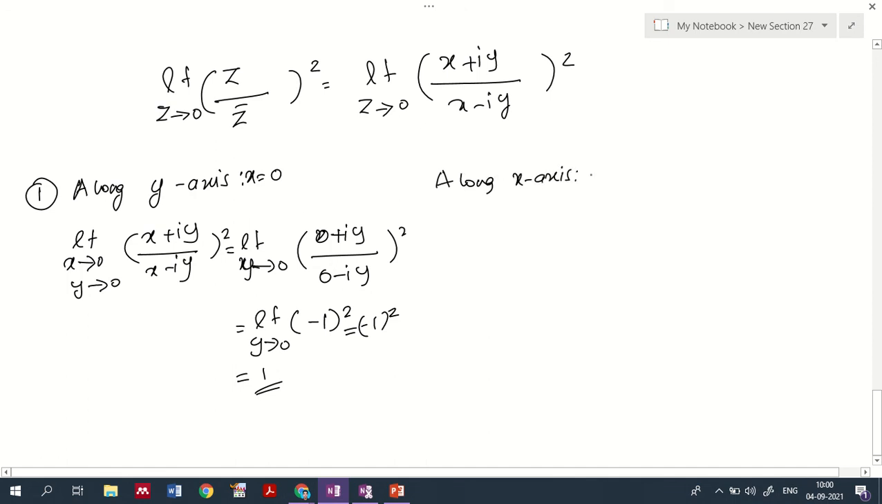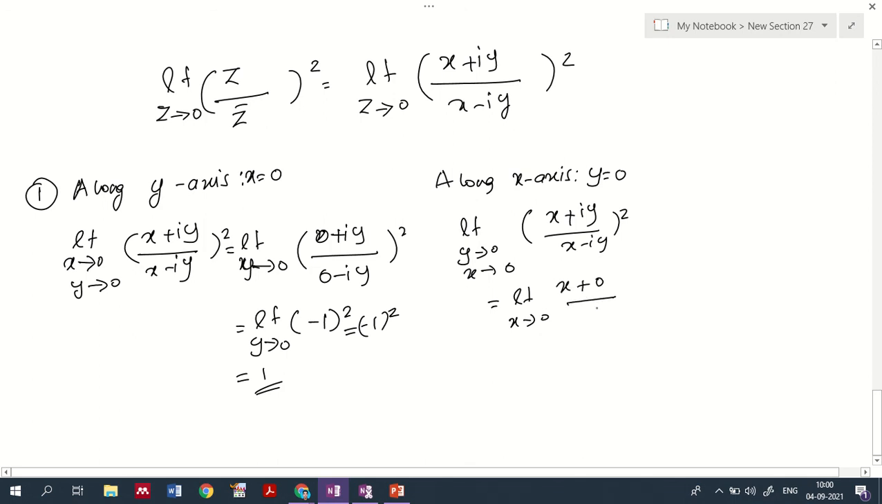the x-axis, we know that y equals 0. So when you apply the limit as y tends to 0 and x tends to 0, that is (x plus iy) divided by (x minus iy) the whole square, it is equal to what? You have to substitute y equal to 0, so you will be getting (x plus 0) divided by (x minus 0) the whole square, that is you will again be getting the value 1.